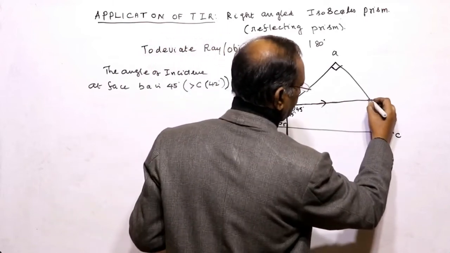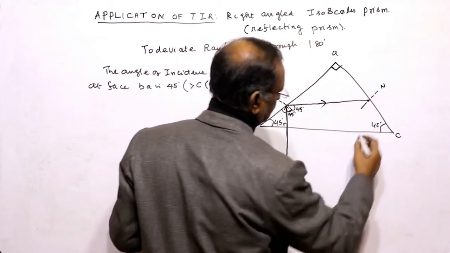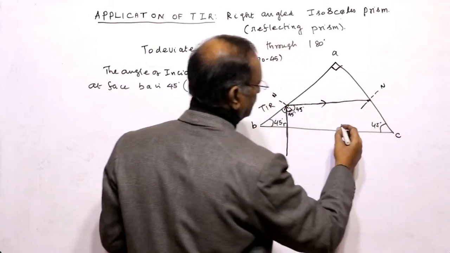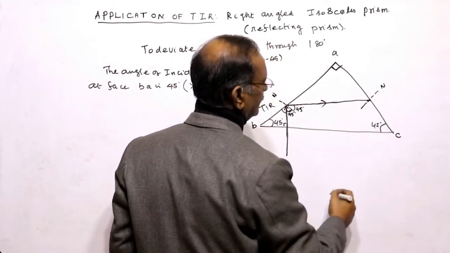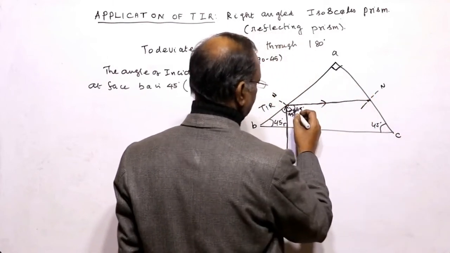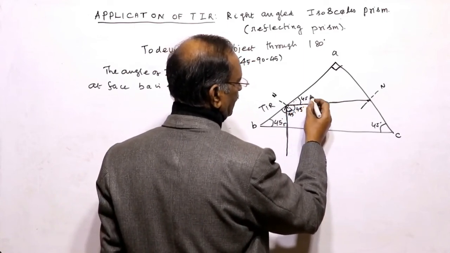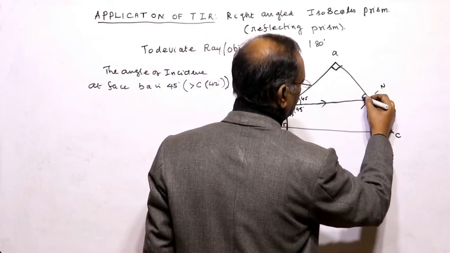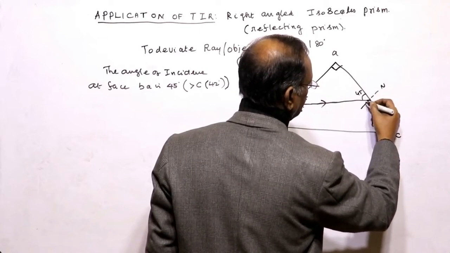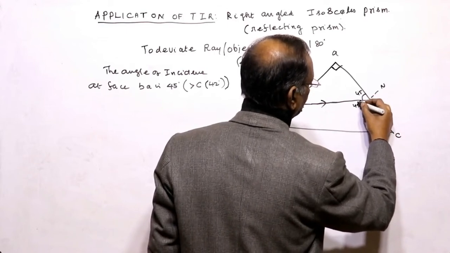Again, at this phase, this is normal. Since this is normal and this is 90 degree, what is the angle of incidence here? This is normal and this is 90 degree. If this is 45, this will also be 45. If this is 45, this is 90, this will definitely be 45. And the angle between this line and this line is 90 and this is 45, so this will also be 45.